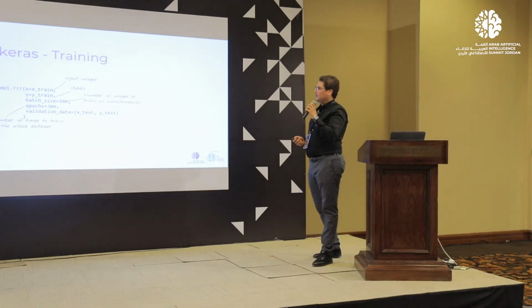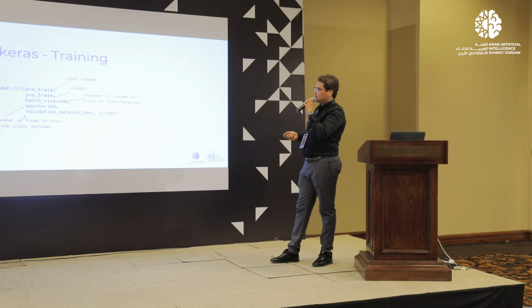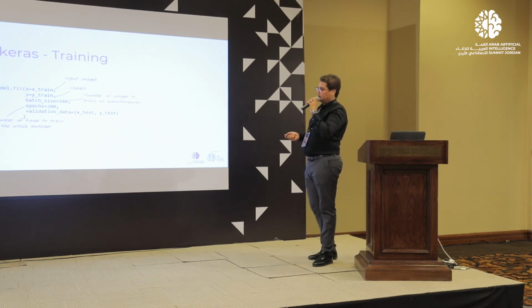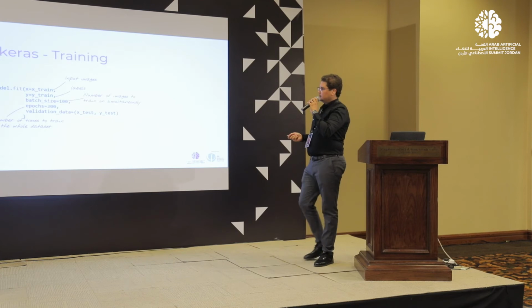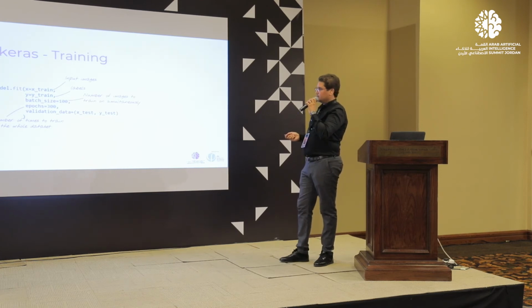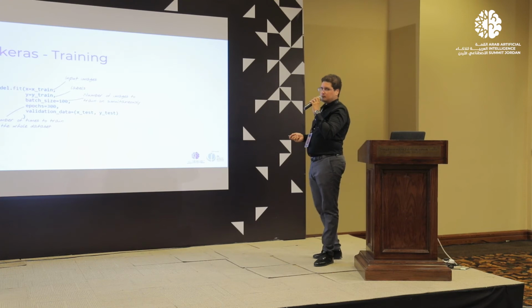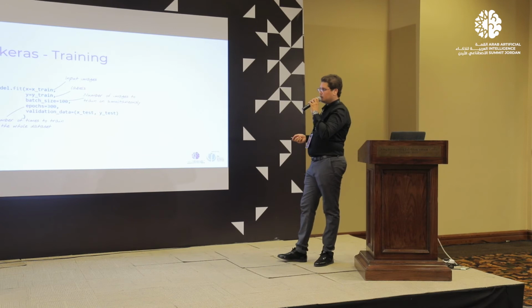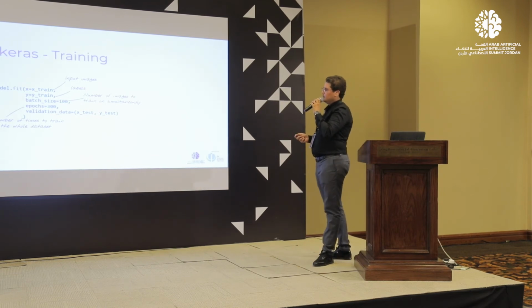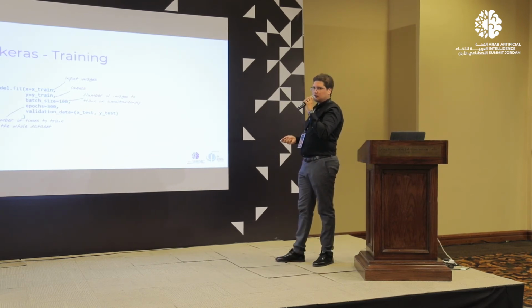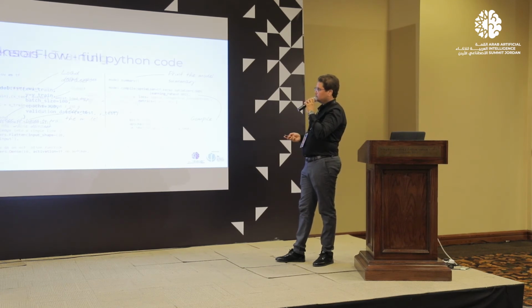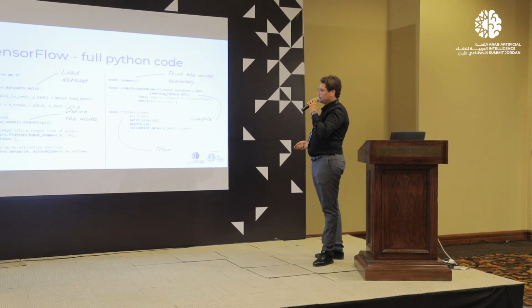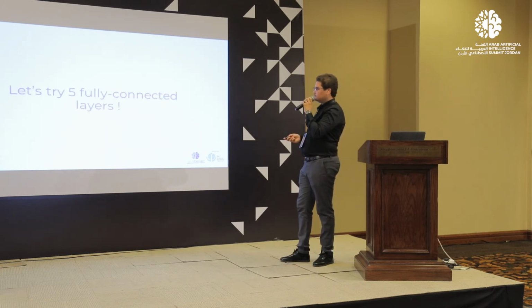In order to train the model, we just use model.fit. We give it the inputs, x equals x_train, y equals y_train, the true labels, the batch size, which is the number of images to train on at once, here 100 images, and the number of epochs, which is the number of times to train the model on the whole dataset. We also give it the validation data to get the metrics on the validation. So this is basically the whole code for training this model.